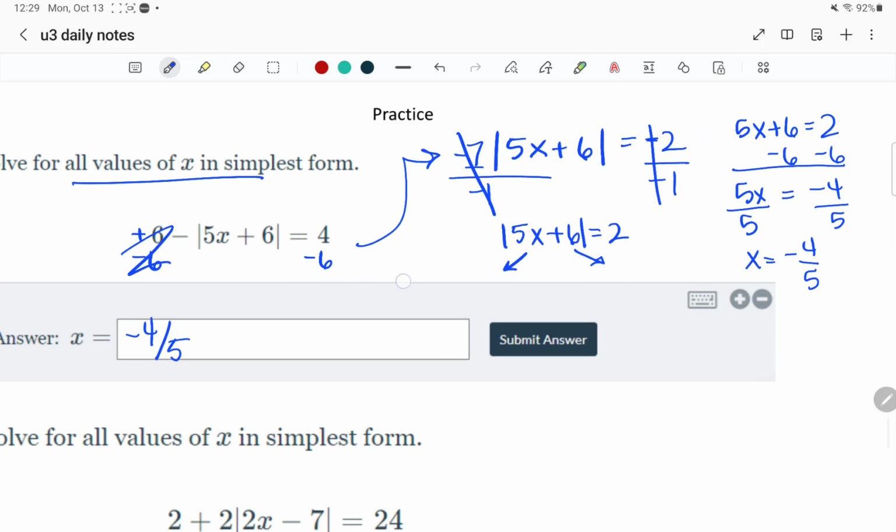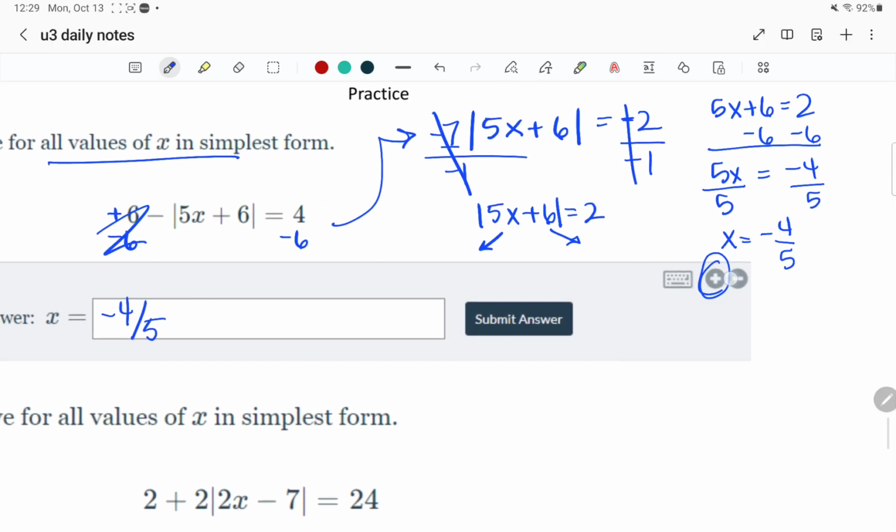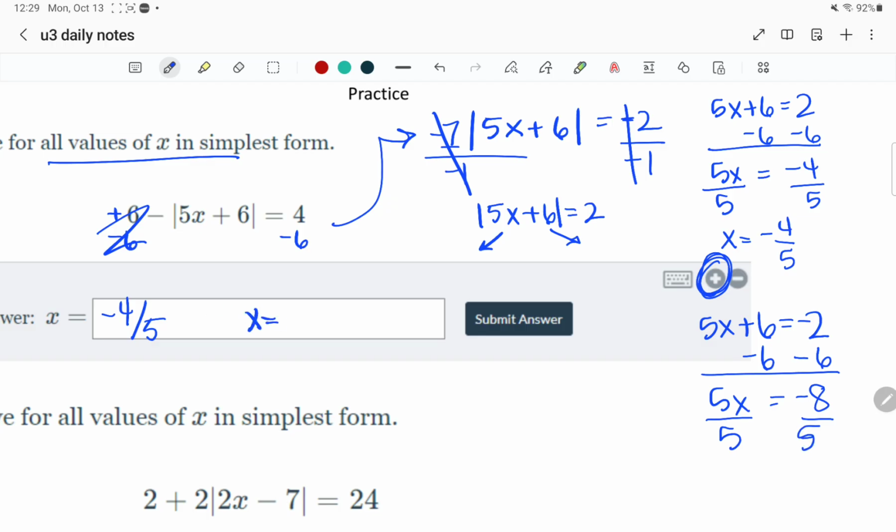And that's totally fine. I can absolutely get fractions. So I can come down here and put -4/5, and you see this little plus sign. That means add solution. You'll click that, and we'll continue. 5x plus 6 can also equal -2, because absolute value can go both ways. So subtract 6, and I get -8 equals 5x. Divide by 5 on both sides. Not -5, 5. And x equals, put down your calculator, that will simplify to -8/5. Okay, so those are my two answers.